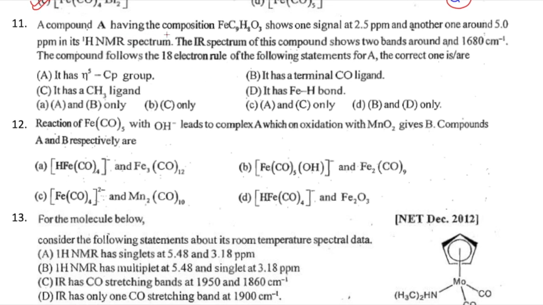It says that compound A, having composition FeC9H8O3, shows one signal at 2.5 ppm and another around 5 ppm in its proton NMR spectrum.